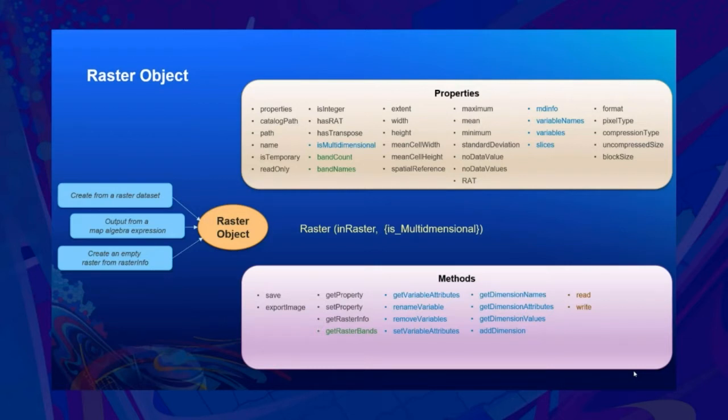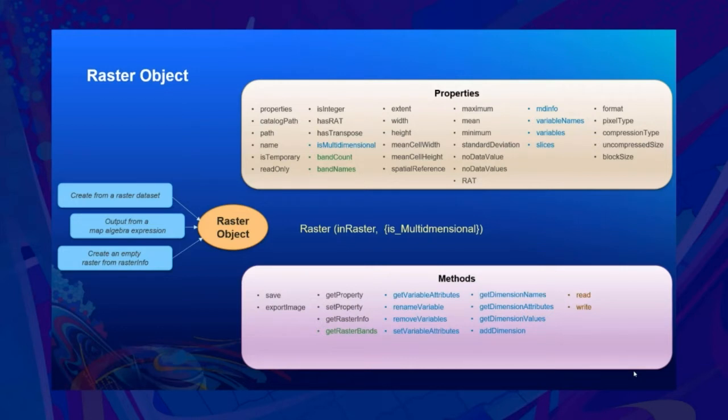When it comes to methods, there are also different groups. Initially you can see that we have save and export image to persist the dataset. Then we have get properties and set properties to get different kinds of properties, and raster info. For multidimensional data, we have several methods that work with the variables, and then several methods that work with dimension.